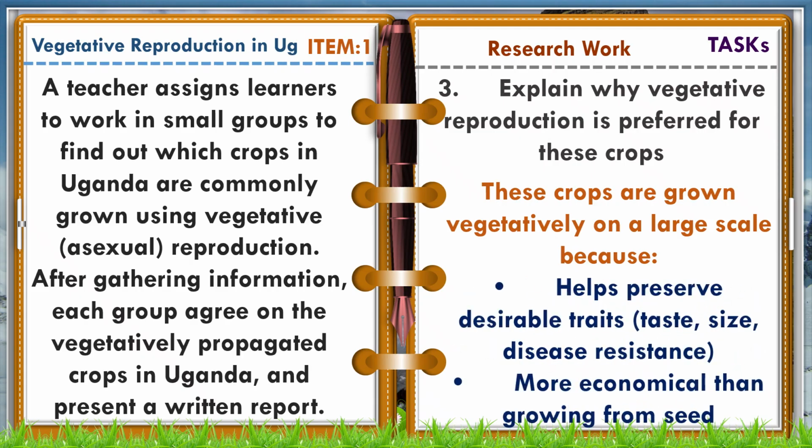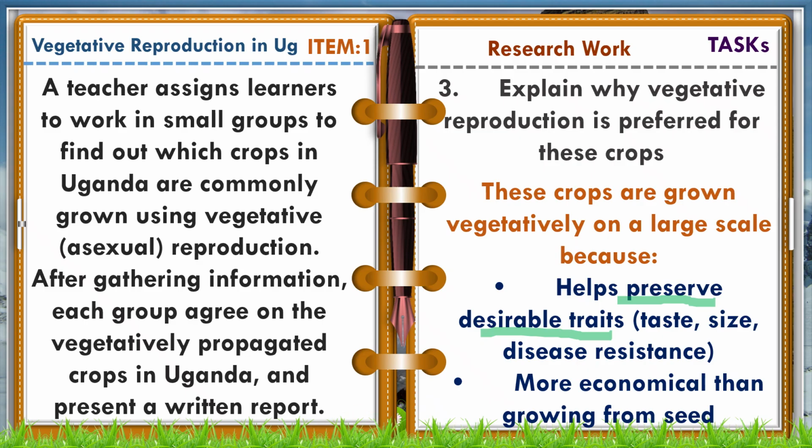Then they also help to preserve the desirable traits. And which desirable traits are we talking about? The taste, the size, and disease resistance. When you are using vegetative reproduction, you will get the same traits. The taste will be the same, it will not change, it will be like that of the parent. It will give you the same size, and it will also be disease resistant.